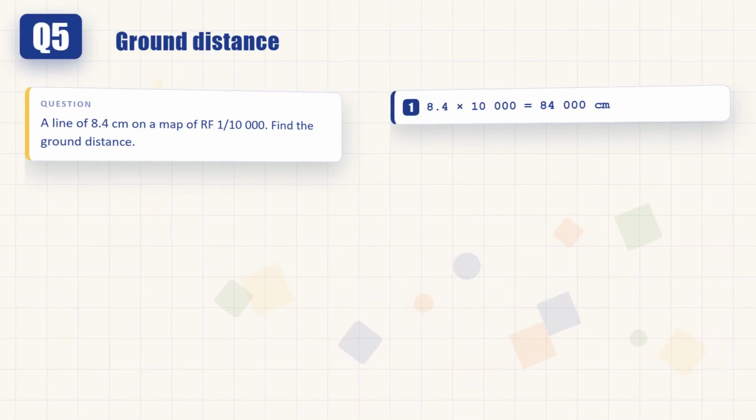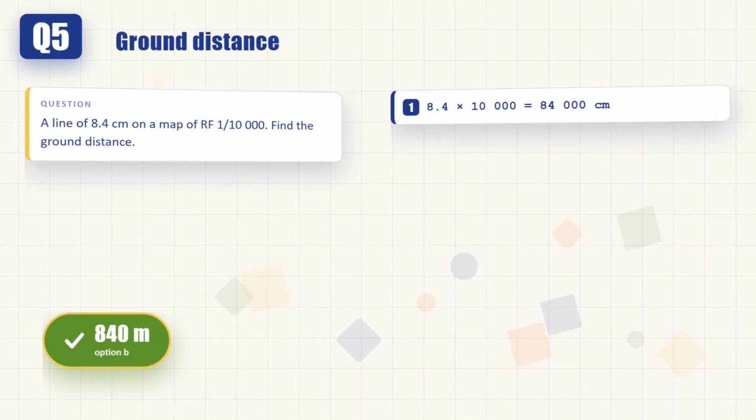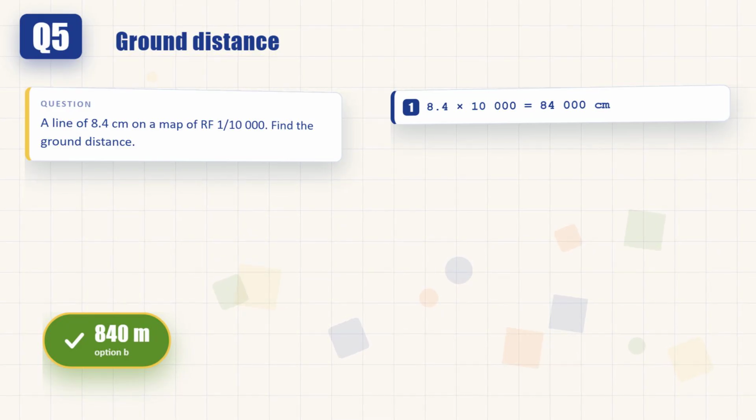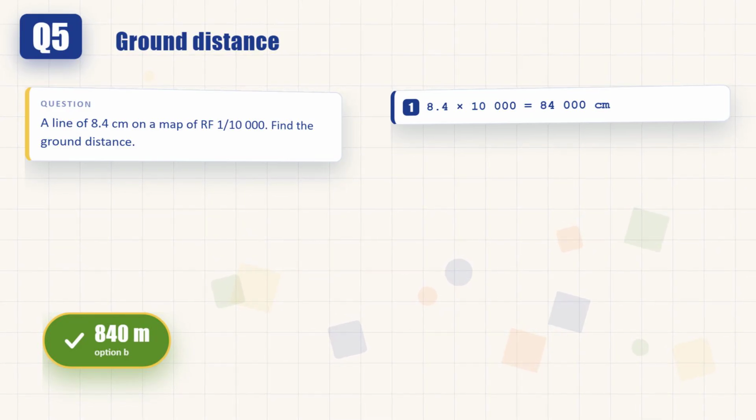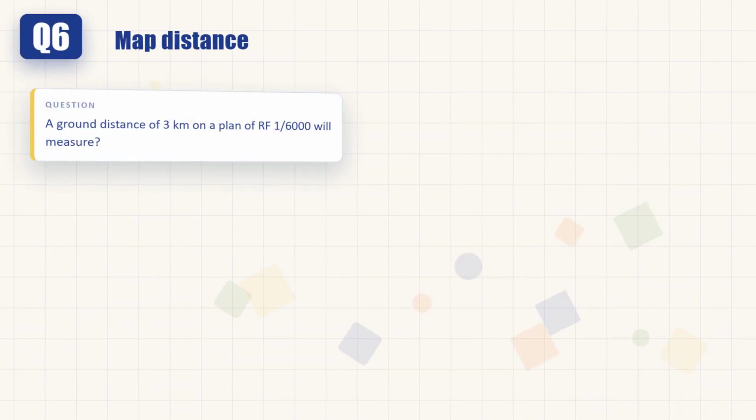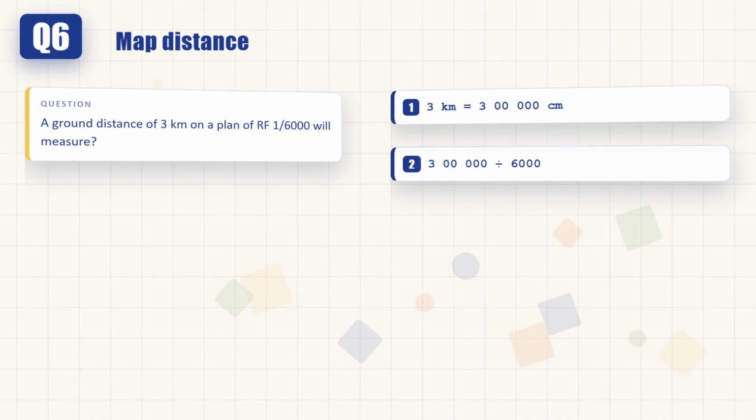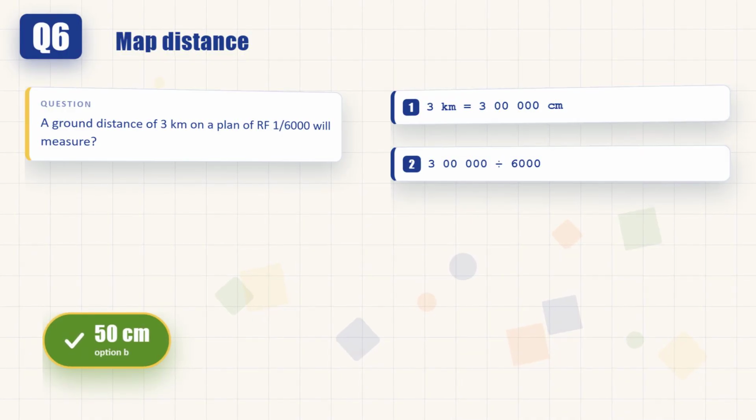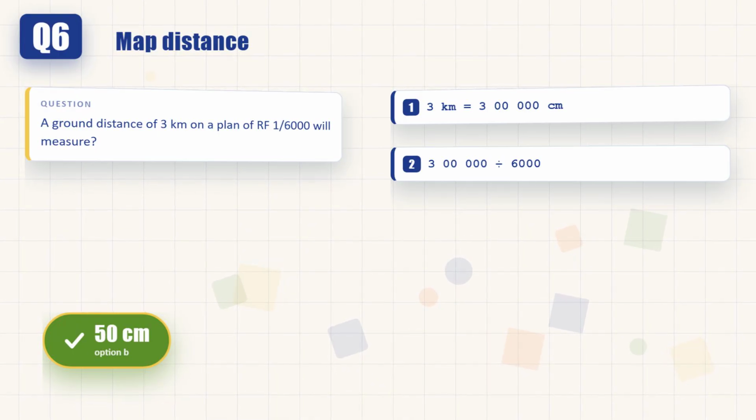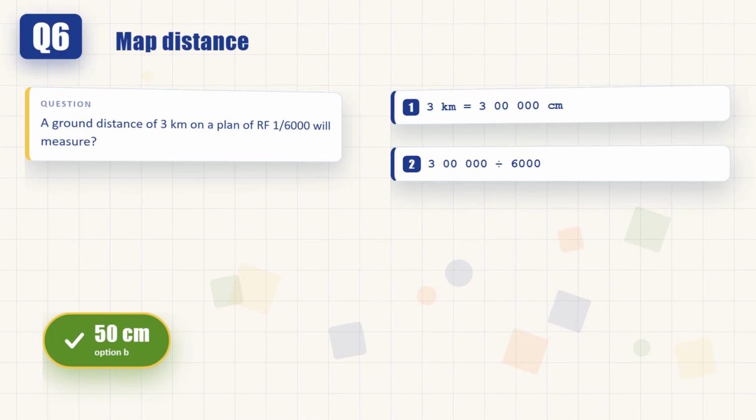Question 5. 8.4 centimeters on an RF of 1 by 10,000. Multiply: 84,000 centimeters, which is 840 meters. Option B. Question 6. 3 kilometers on a plan of RF 1 by 6,000. 3 kilometers is 300,000 centimeters. Divide by 6,000 to get 50 centimeters. Option B.